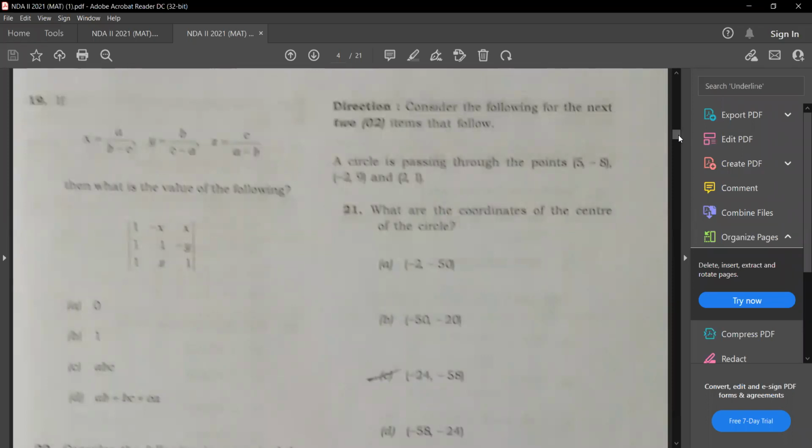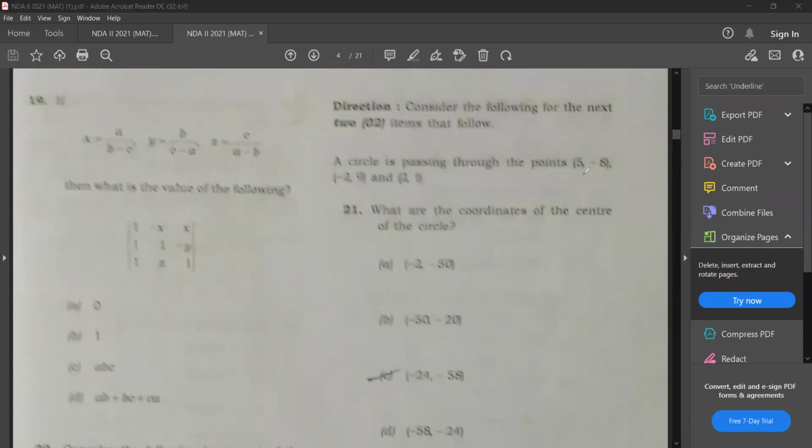A circle is passing through the points 5, minus 8, minus 2, 9, and 2, 1. What are the coordinates of the center of the circle? A circle is passing through these 3 points, and you have to find the coordinates of the center of the circle. So how would you do this?